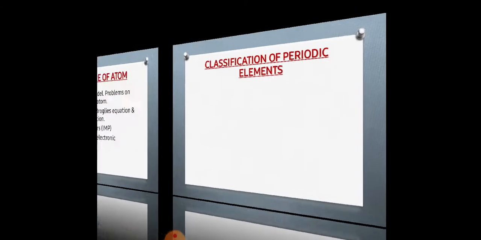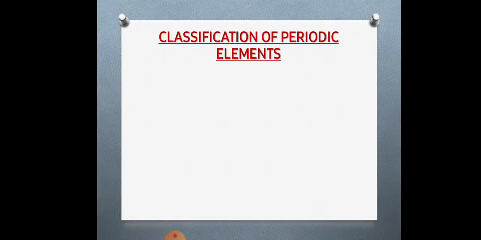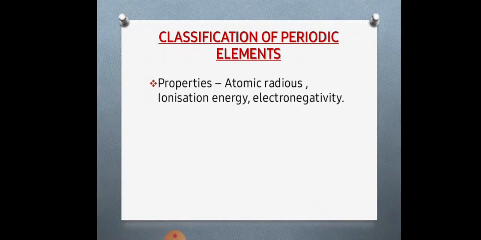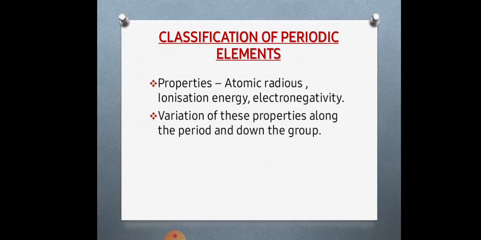Now the third lesson is the classification of periodic elements. So in this classification of periodic elements, the properties of atomic radius, then ionization energy, electronegativity concept, then variation of these properties along the period of the periodic table and down the group of the periodic table. And in addition to these properties and variation of these properties, one more important topic is some important exceptions. So all these come under the classification of elements and the periodicity of properties.